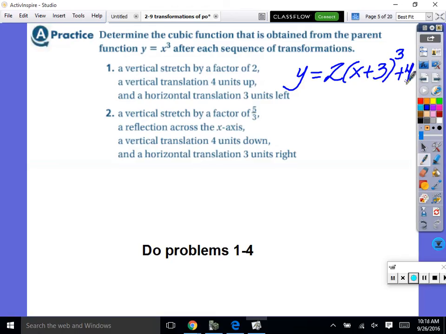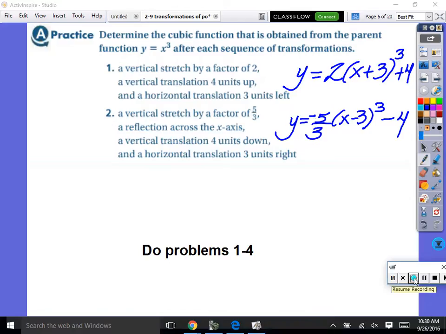We're all good? So vertical stretch by a factor of 5/3. So y is equal to 5/3, and then I'm going to do my left and right shift. Horizontal translation of 3 units right, so that'll be x minus 3 cubed, and then we have vertical translation of 4 units down, so that's minus 4, and then was there a reflection across the x-axis, so that's negative in front. Does everybody understand? Okay, do problems 1 through 4, go.